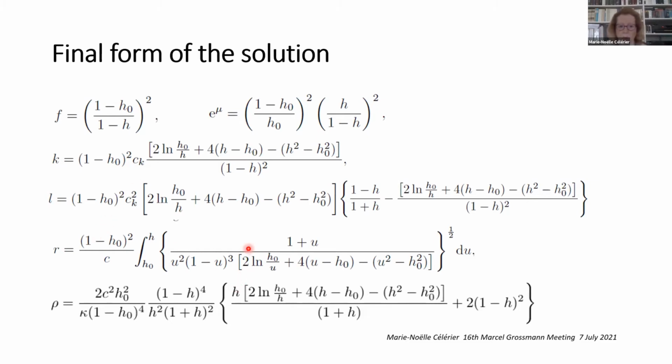I have also an integral equation to determine the h of r function implicitly as a function of r. And as a bonus, we have also the mass, which is given by this expression as a function of the integration constants h0 and c, and of course of the gravitational constant.